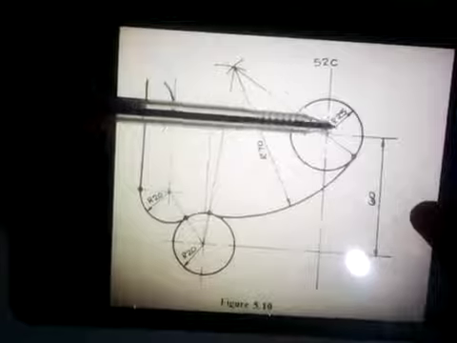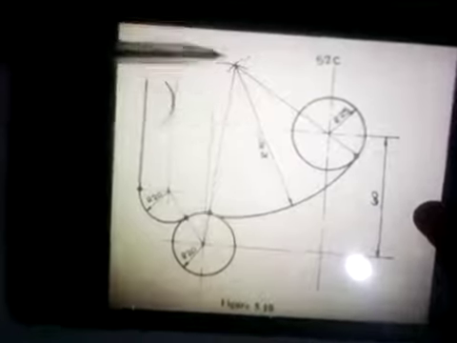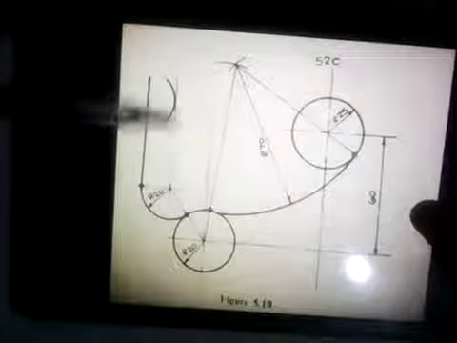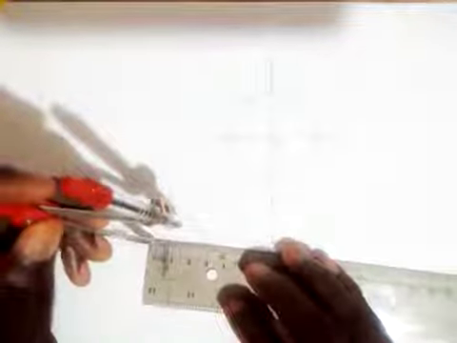So if I subtract 25 from 70, that will give me 45. If I add 20 to 70, that will give me 90. So we take a measurement of 45 millimeters.